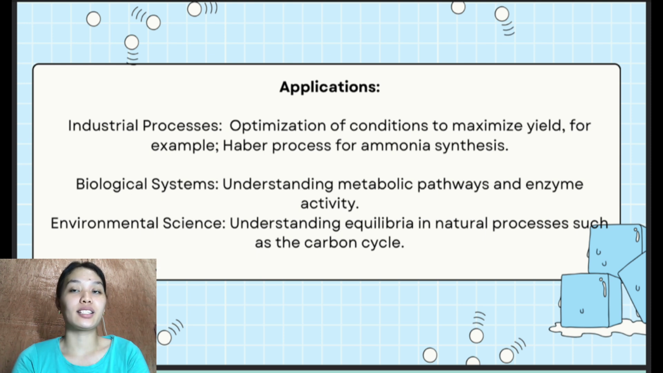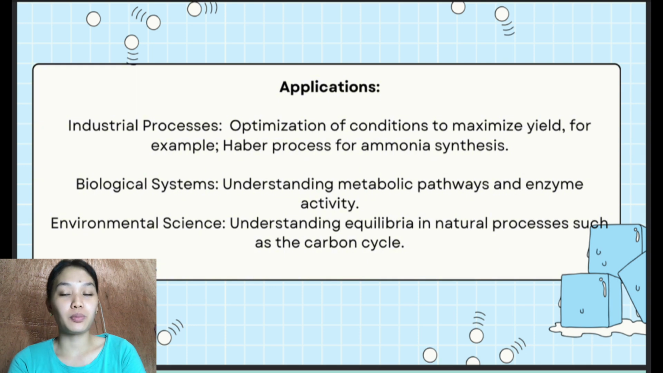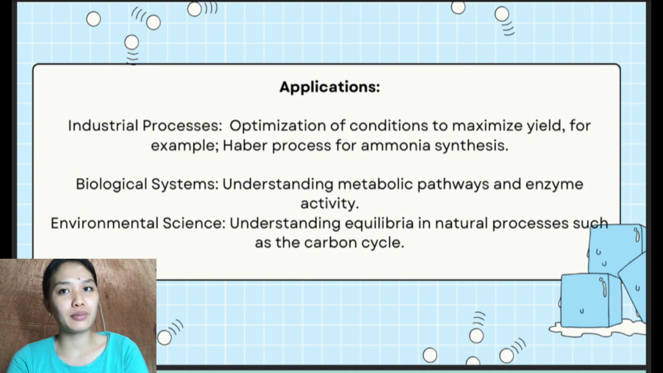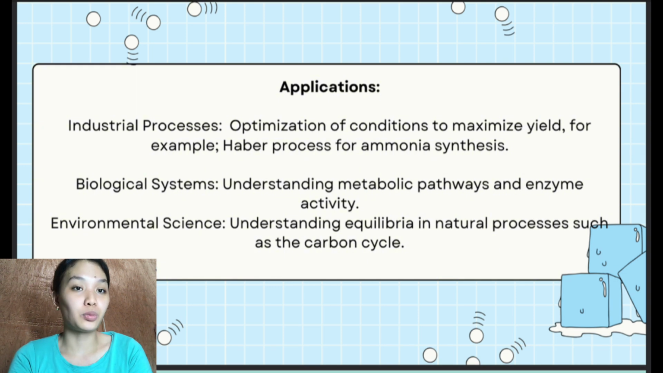Biological systems: understanding the metabolic pathways and enzyme activity. This consists of a series of enzyme-catalyzed reactions. So the equilibrium principles are critical in understanding how these pathways are regulated and maintained. Enzyme reactions: substrate and product concentrations. Enzymes catalyze reactions by lowering the activation energy, and so facilitate the establishment of equilibrium between substrates and products.